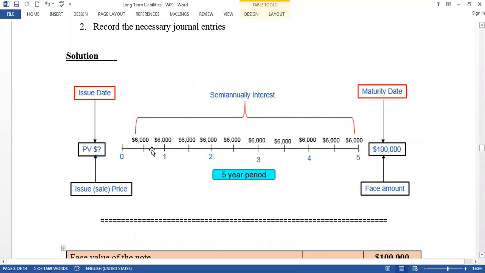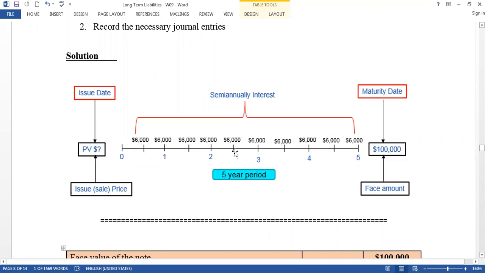You know that according to the matching principle from your principles of accounting one, all revenues and expenses should be recorded in each year, right? So this 6,000, the first expense we are going to record on June 30, and the second interest expense we are going to record December 31st.